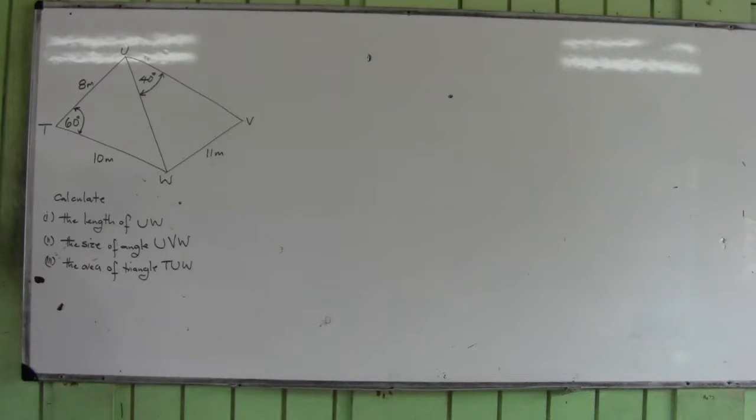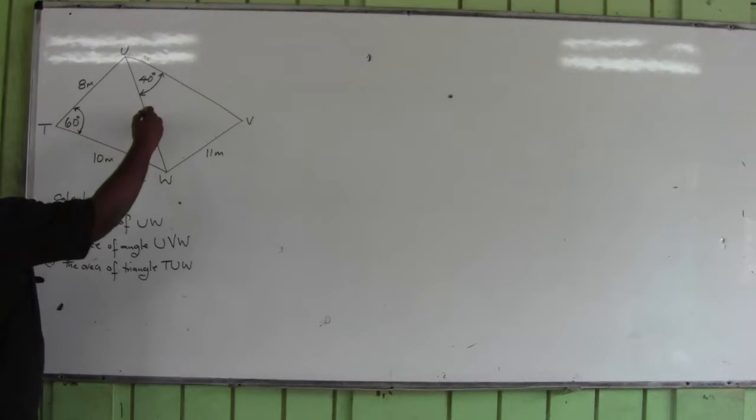Alright, ladies and gentlemen, this is a question in which we have to apply the sine rule and the cosine rule. The first thing we are asked to do is to calculate the length of UW. Alright, UW is this side. So I'm going to call it X.